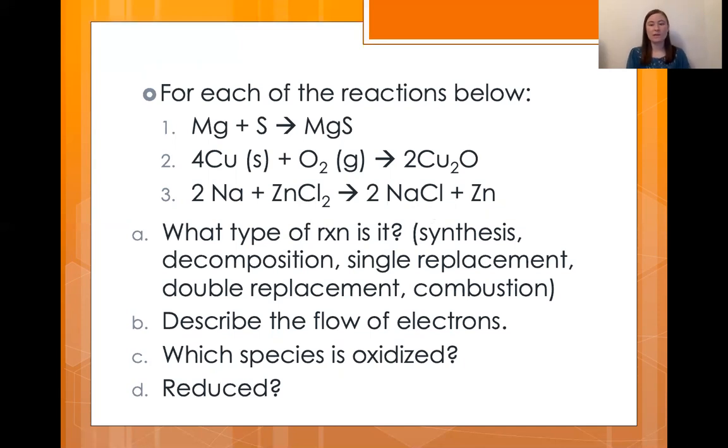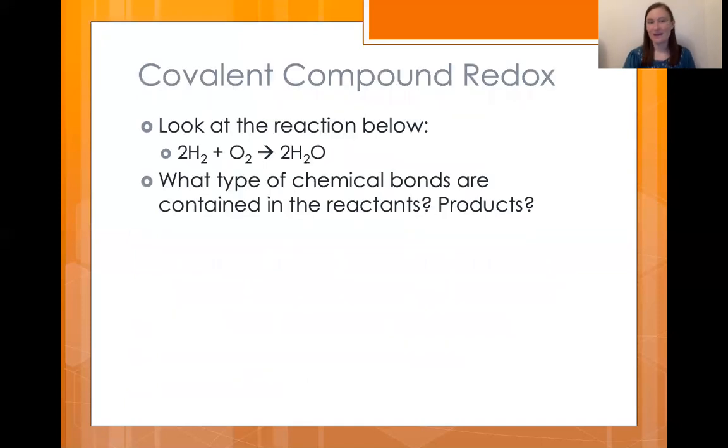So we can talk about the flow of electrons. Sodium must be losing electrons and zinc is gaining electrons. So electrons are flowing from sodium to zinc. That means that sodium is getting oxidized and zinc is getting reduced. And chlorine is actually not getting oxidized or reduced. It's just hanging out in the background. That's what's actually called a spectator ion in a chemical reaction, meaning it's not actually involved in the reaction directly at all. It's just kind of hanging out.